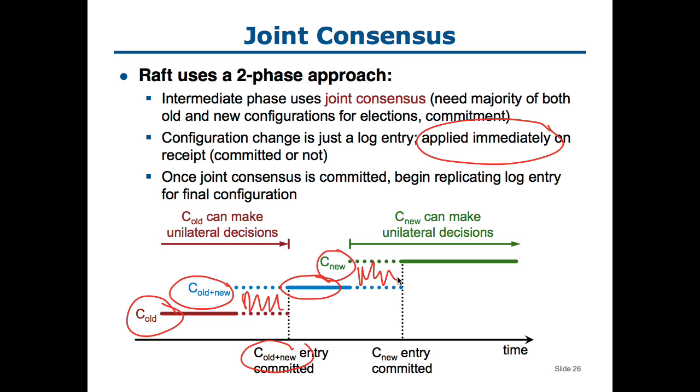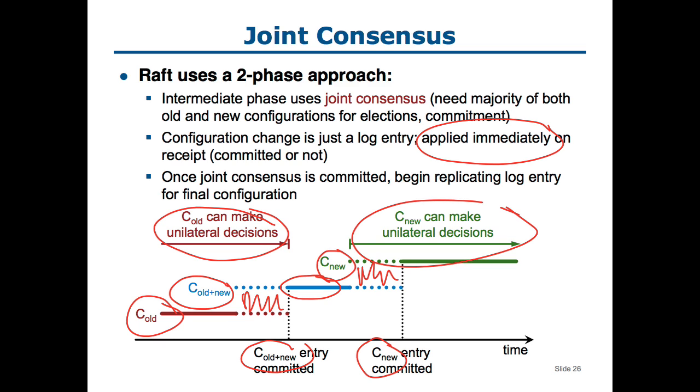But again, eventually, that new configuration entry will become committed. And then once that happens, all future decisions in the cluster will be based on CNew. So the key idea here, the key thing you can see is that there's no point in time when both COld and CNew can make decisions without consulting the other. There's a period of time where COld can make unilateral decisions and a period of time where CNew can make decisions, but those do not overlap, guaranteed not to overlap.